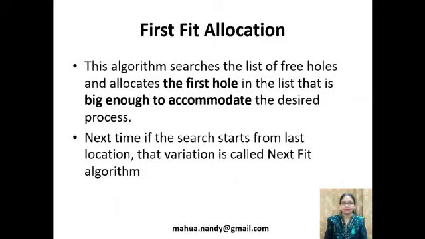First fit algorithm searches the list of free holes and allocates the first hole in the list that is big enough to accommodate the desired process. Searching is stopped when it finds the first fit hole. The next time searching is resumed from that location. The first hole is counted from this last location. In this case, the variation becomes the next fit allocation. Next fit is the variation of first fit algorithm.